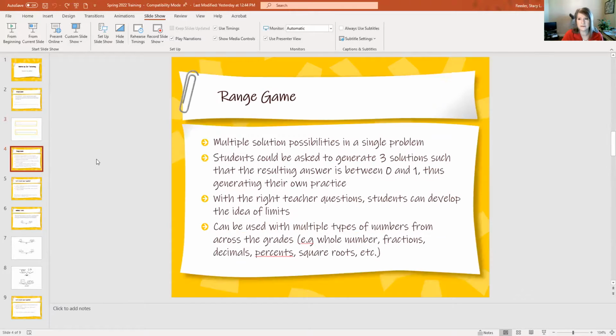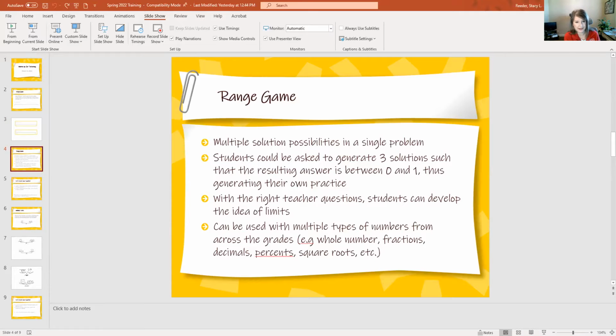Okay, so let me go back here. I'm going to share again, and then kind of go over the highlights of this particular warm up. And then I'm going to ask you all to make a couple.